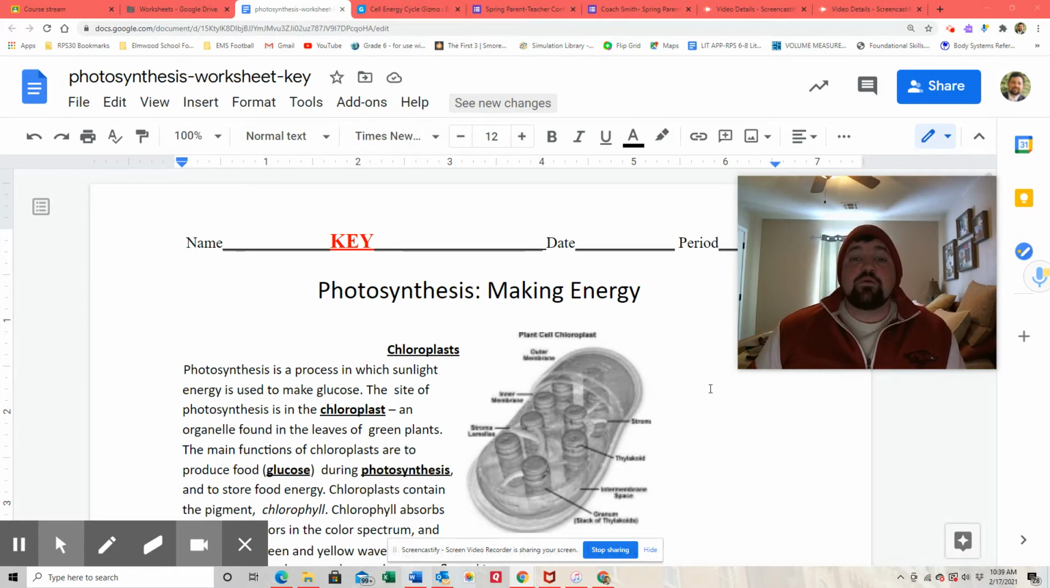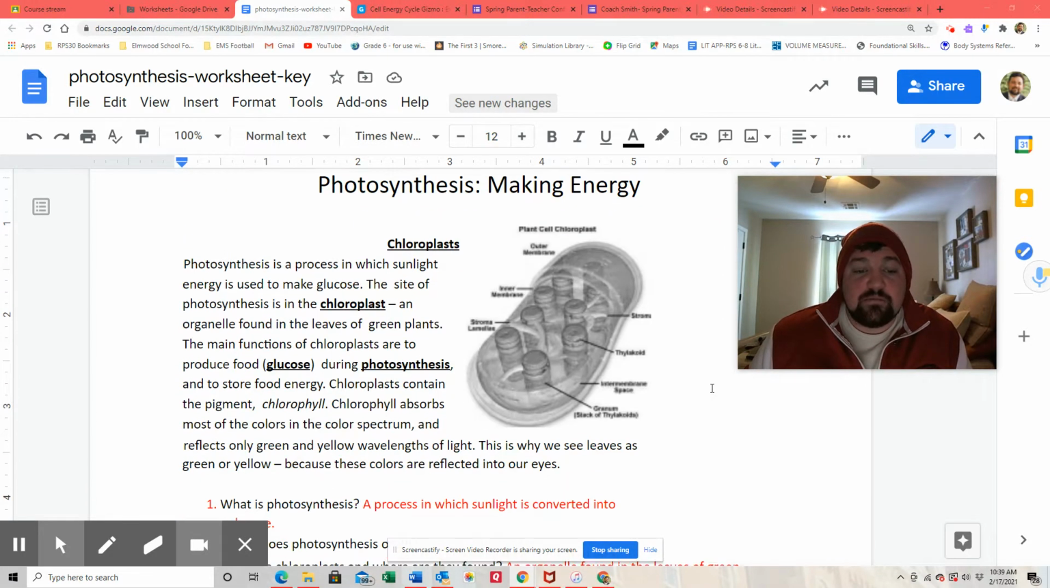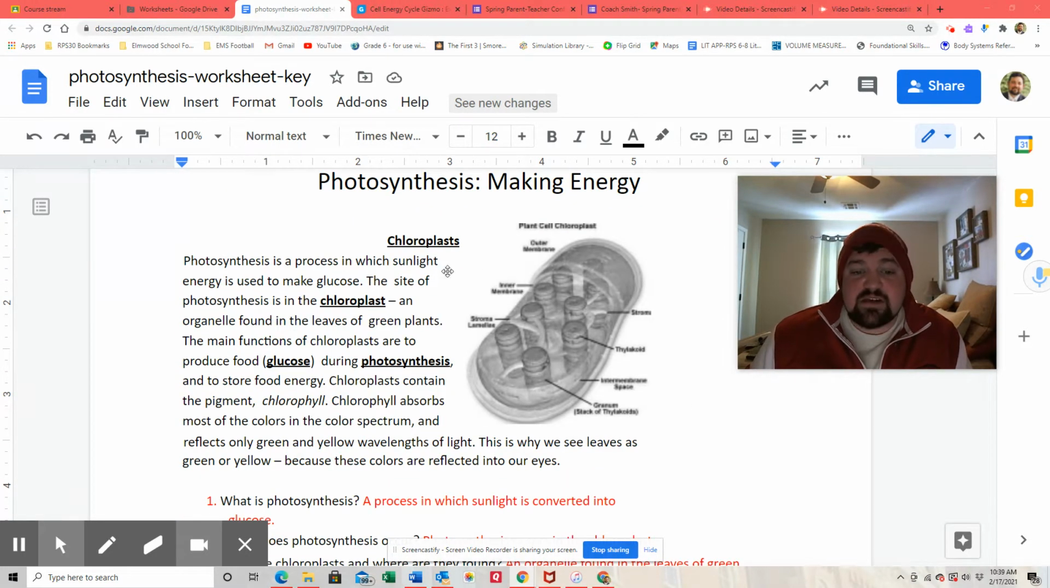But without further ado, we're going to go through this assignment. This is a reading, basically. So first and foremost, chloroplasts. They're in the leaves of plants, and that is our organelle where photosynthesis happens. We know that from our foldable that we made. Photosynthesis is a process in which sunlight energy is used to make glucose. Glucose is also sugar or the food that plants make.